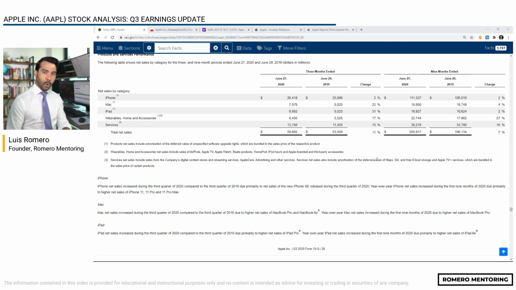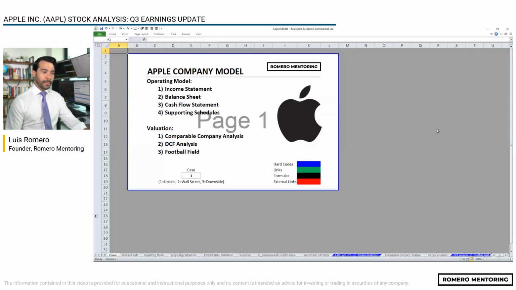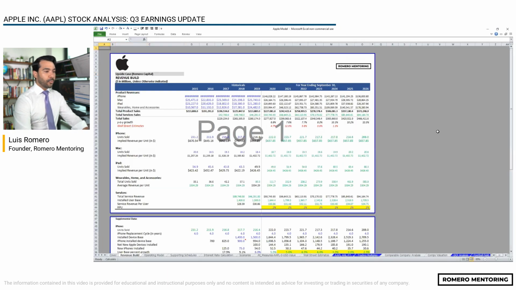But I want to focus more on the financial model so that you can get to see more of the analytical work that we as professional analysts apply. So let's go back to the model. Here it is, and this is our cover page. The next tab is our revenue buildup.